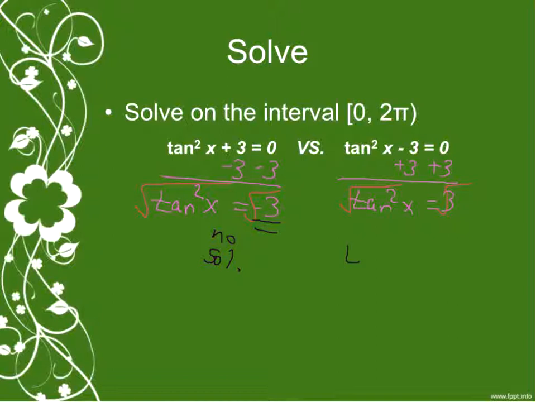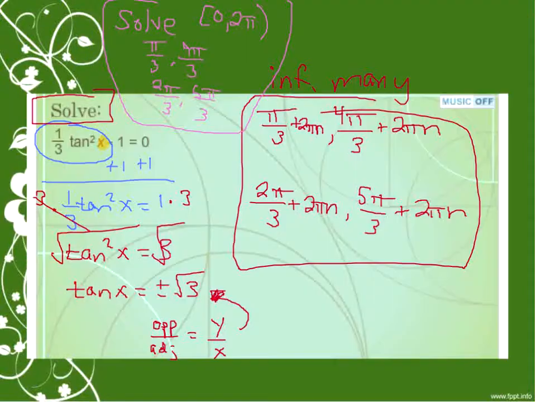That's kind of handy when that happens. But this one on the right will be just fine. So I get tan x equals plus or minus root 3. This is the exact problem that we just did. You guys see this one? It was tan x equals plus or minus square root of 3. So this is the one that we just did.